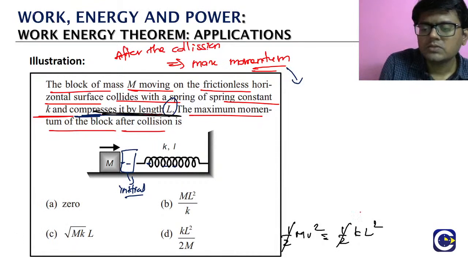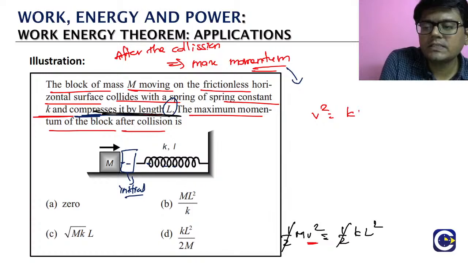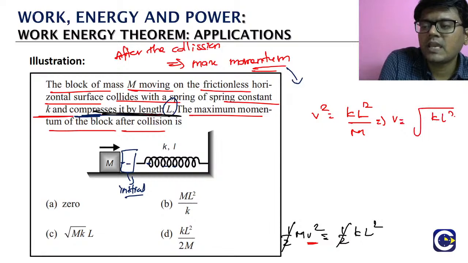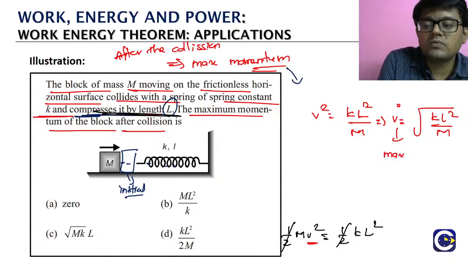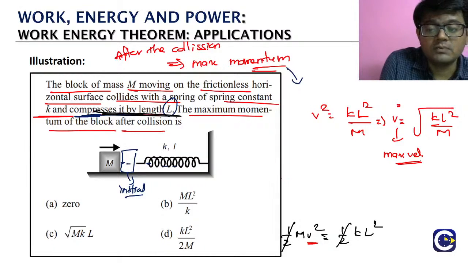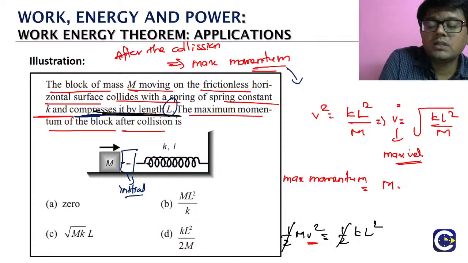Okay, so if we cancel the half, from that v comes. What is it? v square is equal to kl square by m. From that, v will be equal to root of kl square by m. That is the velocity. This is actually the maximum velocity. The corresponding momentum is the maximum momentum. So see how much the maximum momentum is: mass into the maximum velocity.